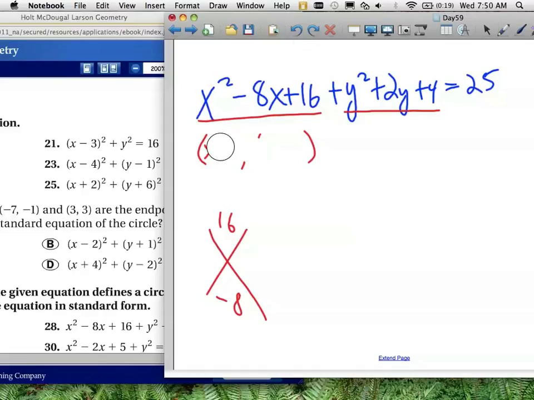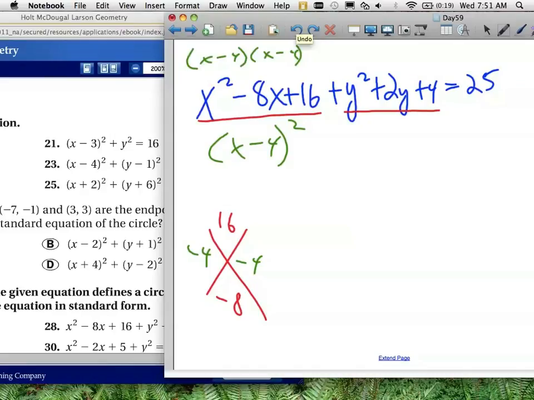Actually, I won't even put this here. So, what times what gives me 16? It adds to negative 8. So negative 4, negative 4. Is that okay? And if you remember that, that would be x minus 4 squared. Wouldn't it be plus 4? It's a negative. Or it would be x minus 4, x minus 4, like this. Okay, I got you.